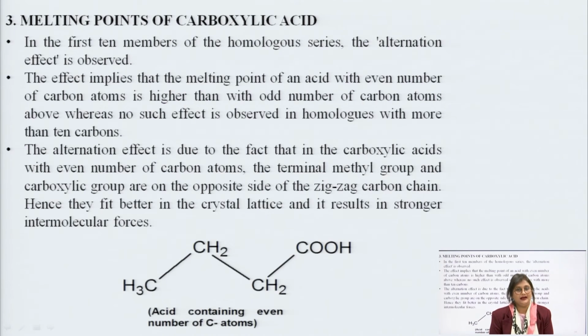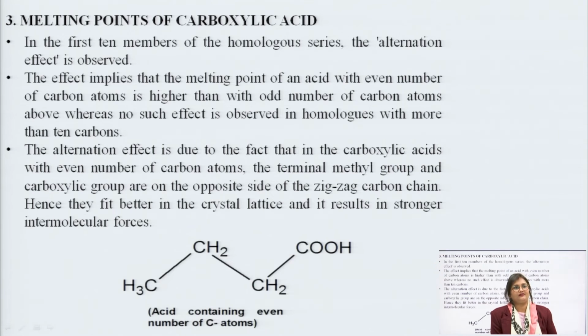Talking about the melting point of carboxylic acids, in the first 10 members of the homologous series, the alternation effect is observed. The effect implies that the melting point of an acid with an even number of carbon atoms is higher than that with an odd number of carbon atoms, whereas no effect is observed in the homologous series with more than 10 carbon atoms.